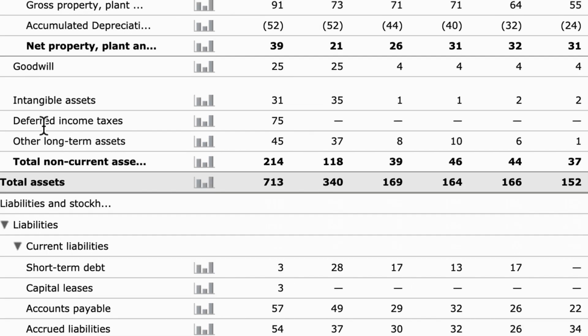Deferred income taxes is essentially the company overpaid in taxes and they're actually going to get that money back. So that's why it's a positive on the balance sheet. And this number is also not in Yahoo Finance.